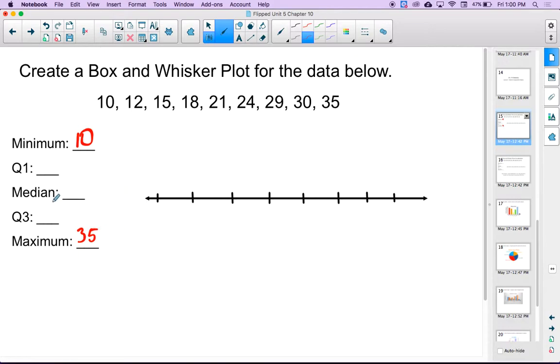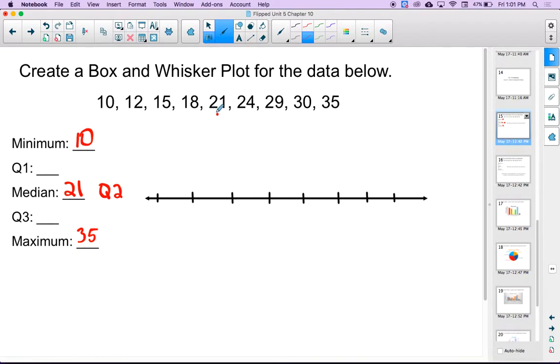Now, the next thing we're going to find is called the median. The median is the middle number when our data is in order. That's why it's so important for our numbers to be listed from least to greatest order. So our middle number is 21. If you don't trust me, go ahead and count it out. That's our middle number. That's my median. The median is also sometimes referred to as quartile 2. So sometimes you'll see a Q2 in place of the median.